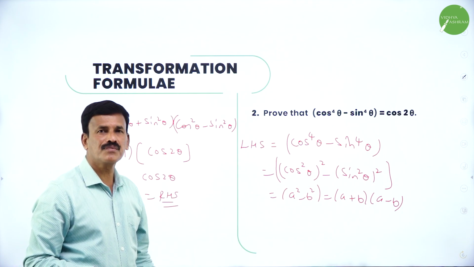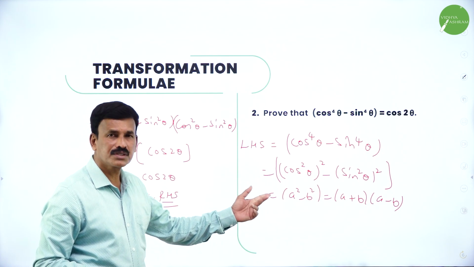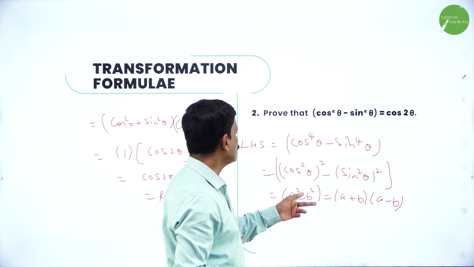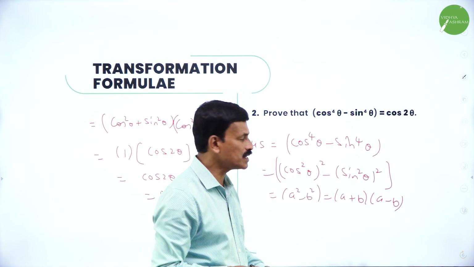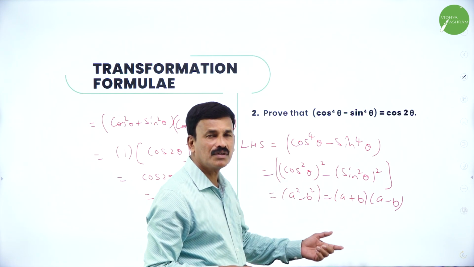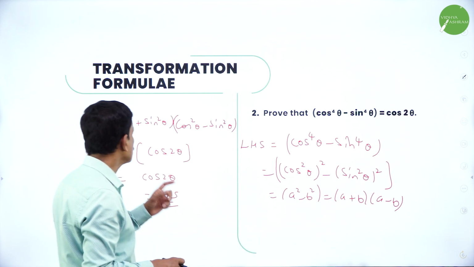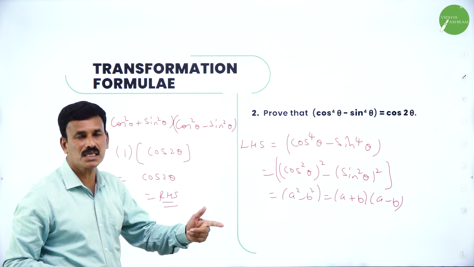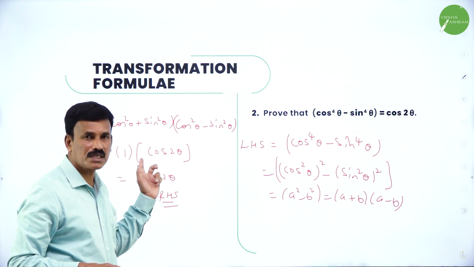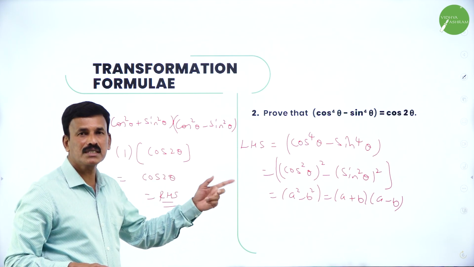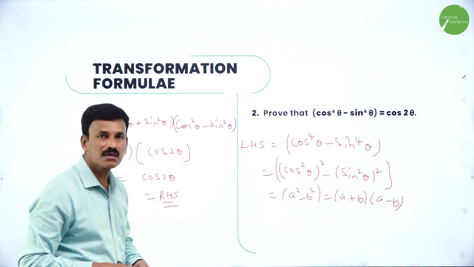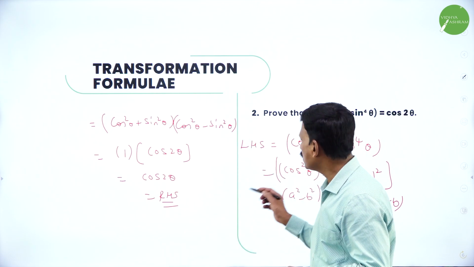So cos to the power of 4 can be written as cos square whole square minus sin to the power of 4, which is sin square whole square. A square minus b square is a plus b into a minus b. What is a? Cos square theta. What is b? Sin square theta. A plus b, cos square theta plus sin square theta, into a minus b, cos square theta minus sin square theta. We know that cos square plus sin square is 1. Cos square minus sin square theta is equal to cos 2 theta. So 1 into cos 2 theta is cos 2 theta, which is the required answer.